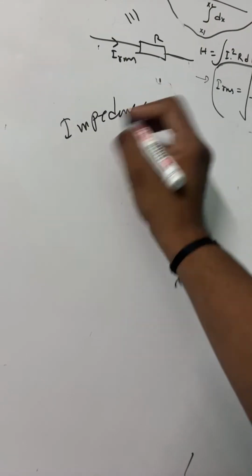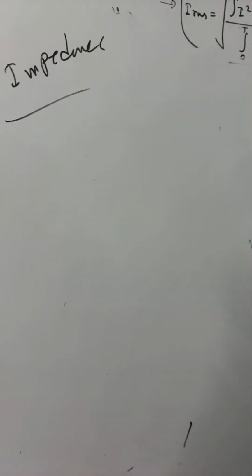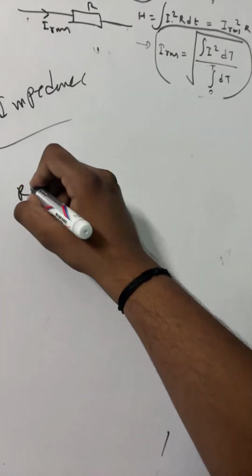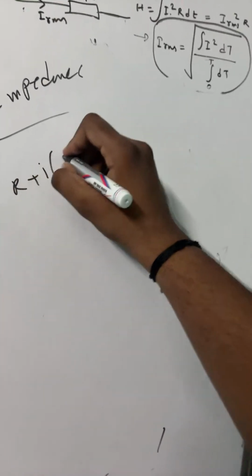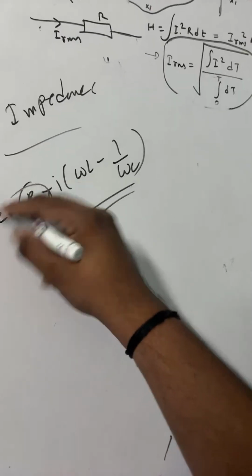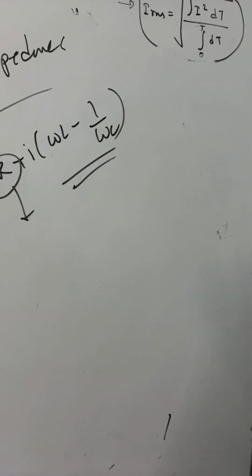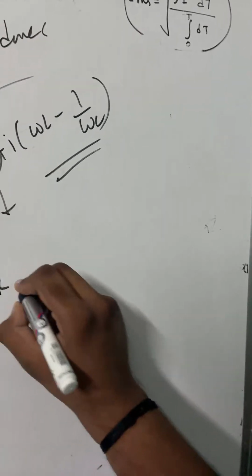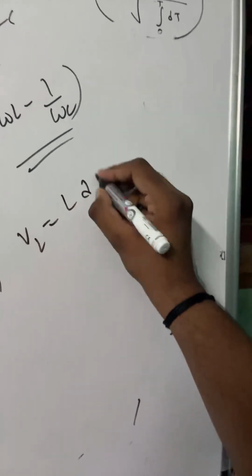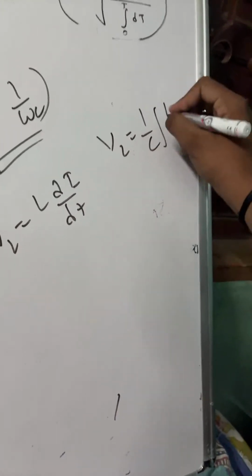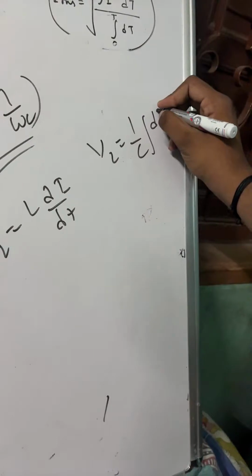Impedance is a complex resistance in an AC circuit. It is given as Z equals R plus i (omega L minus 1 by omega C). This is the imaginary part. We are not concerned with it, but we are concerned with the resistance. So VR equals IR, we all know. VL equals L di by dt. VC equals 1 by C integration of i dt.